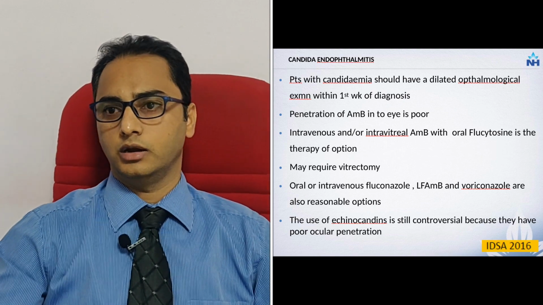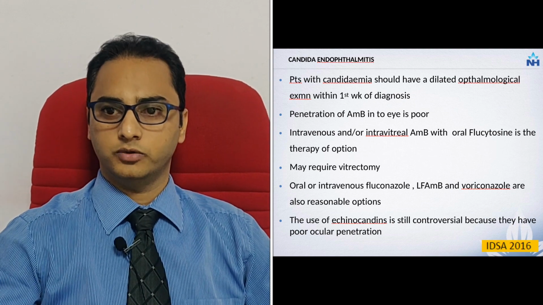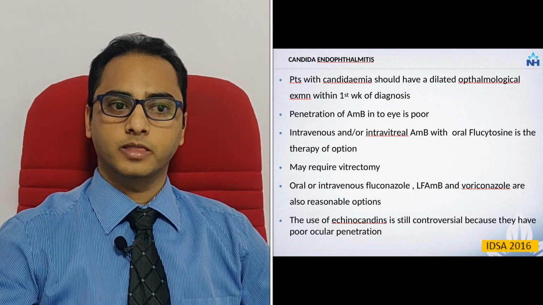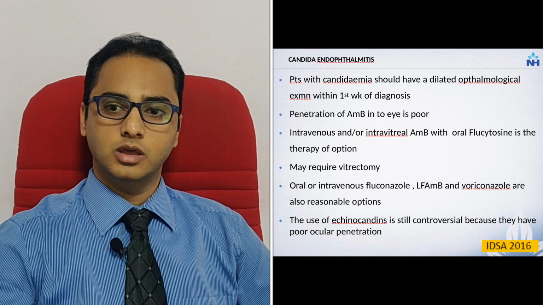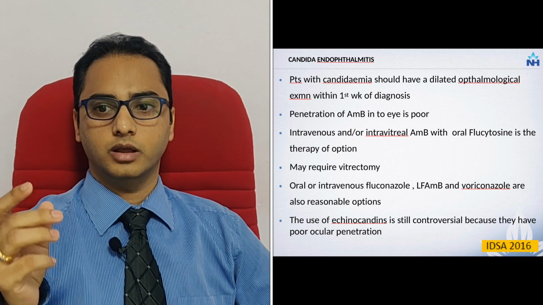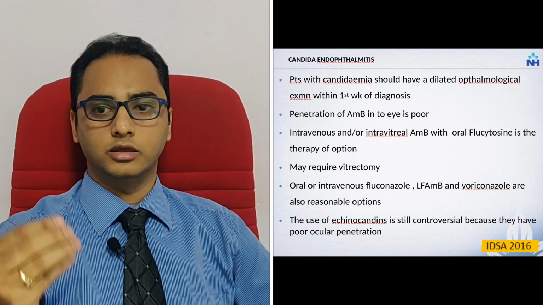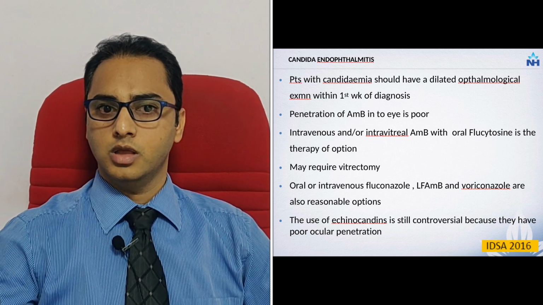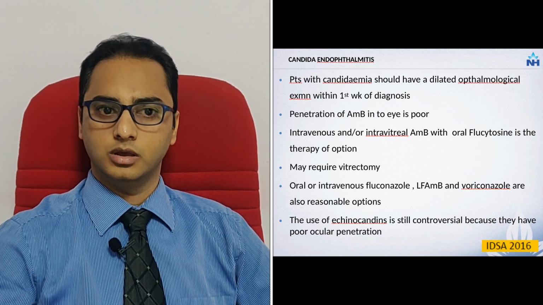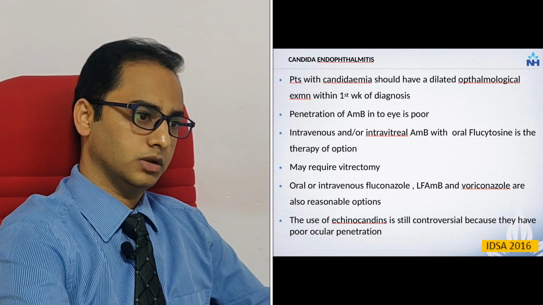Again, a bit on Candida endophthalmitis treatment. A patient with candidaemia should get one ophthalmological examination within the first week of diagnosis. The therapy is always with a polyene, that is amphotericin B, with or without flucytosine, because the penetration of echinocandins into the eye is very poor. You can give intravitreal voriconazole and so on, but the first-line therapy is always amphotericin with or without flucytosine. Remember, echinocandins are not the option for tissue penetration when it comes to Candida endophthalmitis.